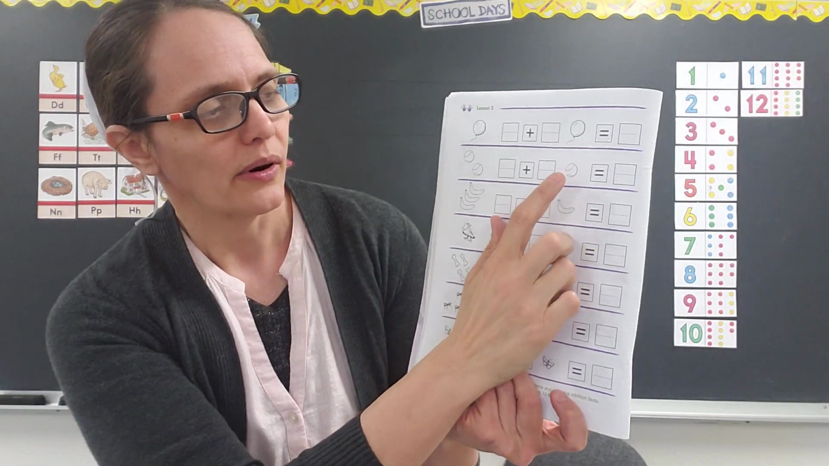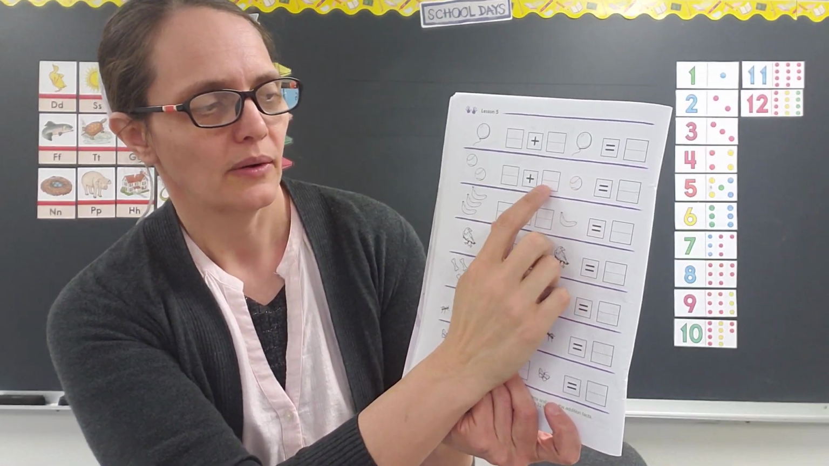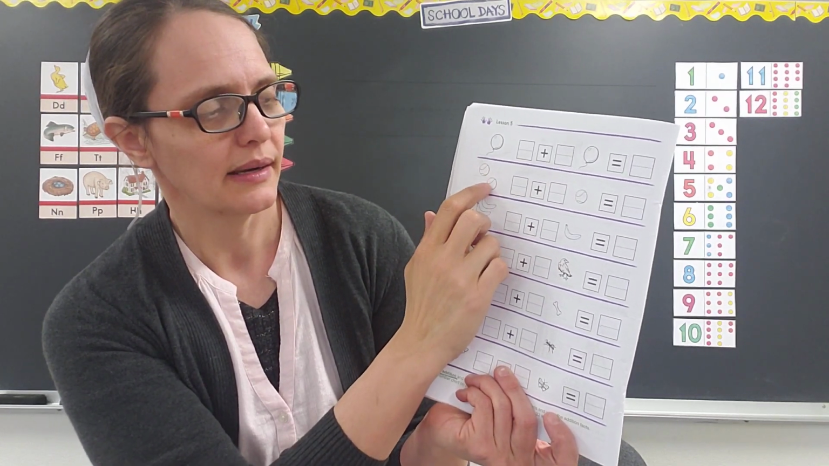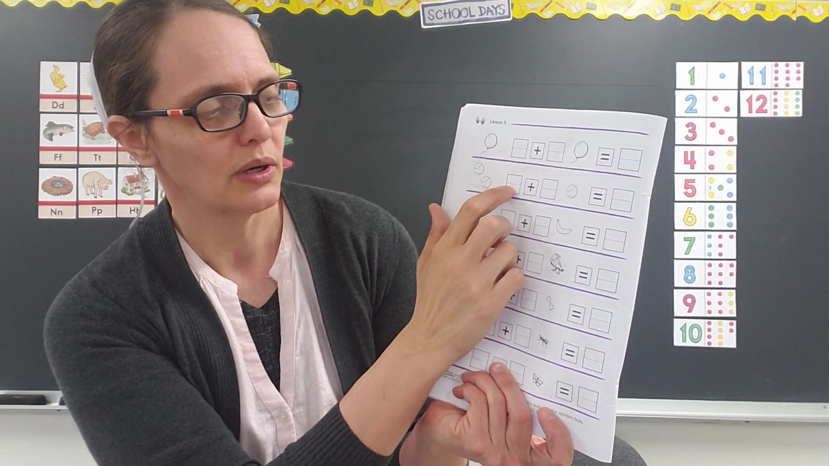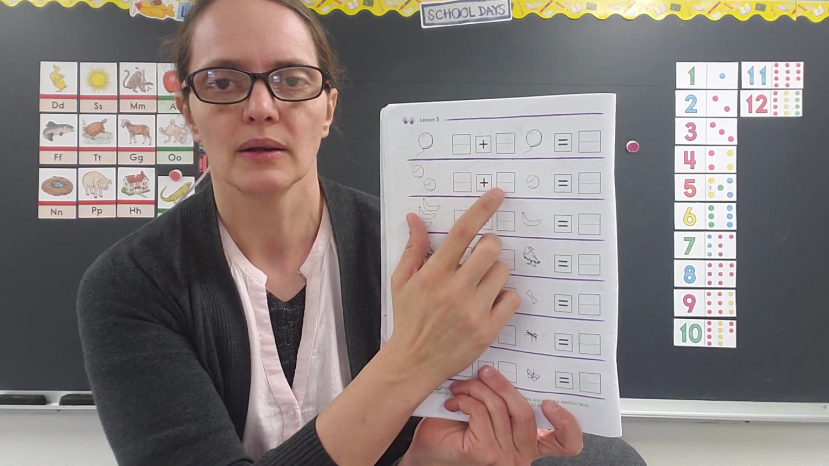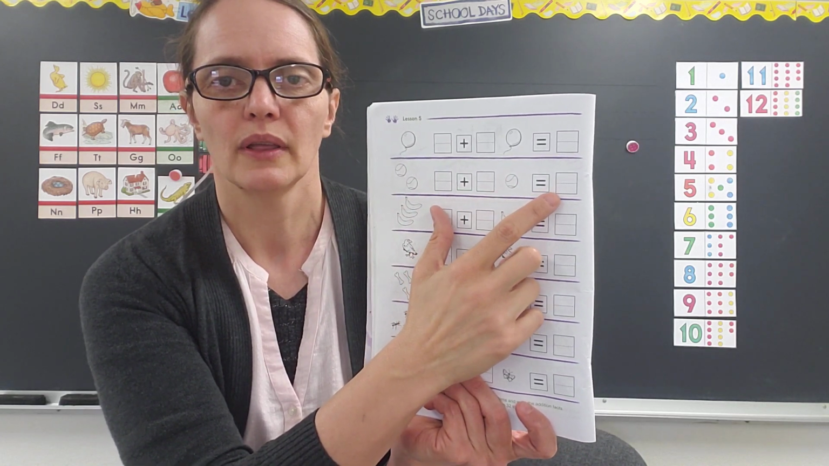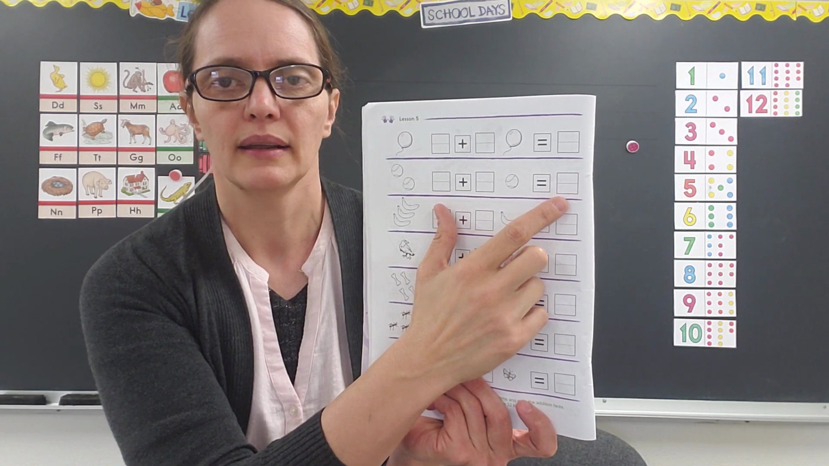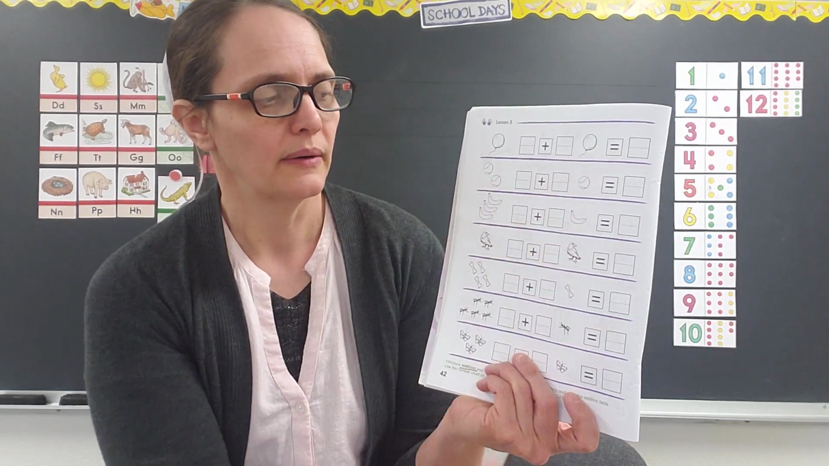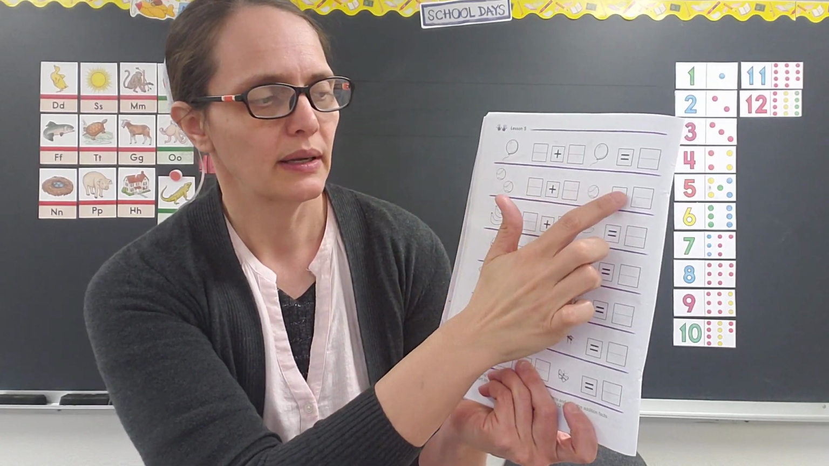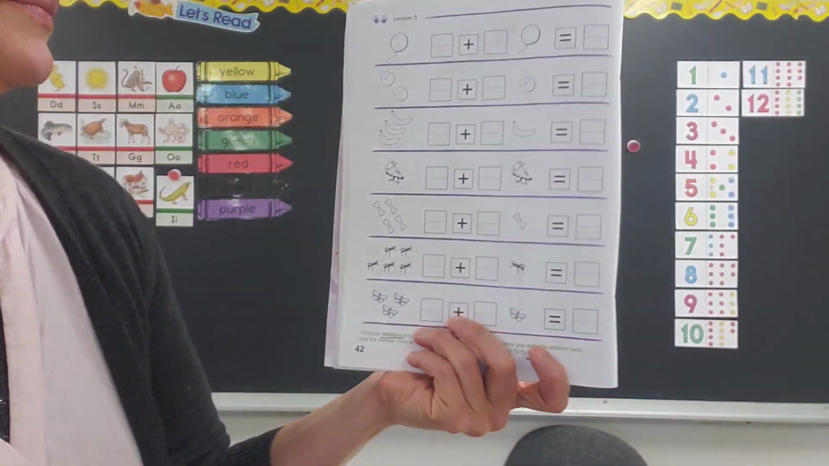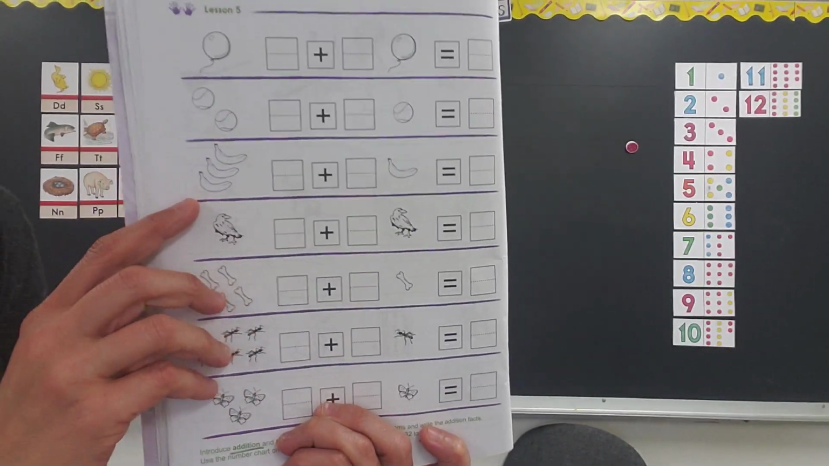How many balls are on this side? 1, so you put a 1 in this box. How many balls are on this side? Is 1, 2, so you put a 2 here. And then you have 2 plus 1 equals 3. 1, 2, 3. 2 plus 1 equals 3. How easy is that? Maybe I can get down here and get closer. You can see better. Is that better?